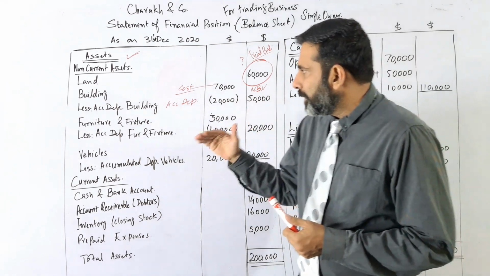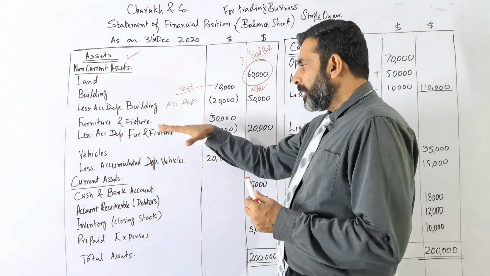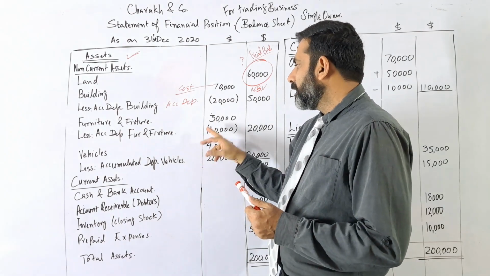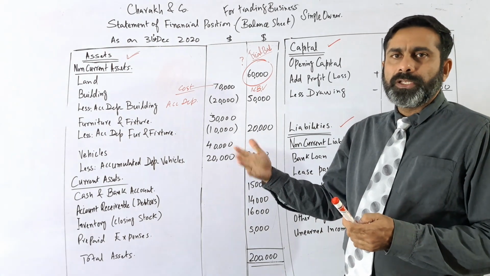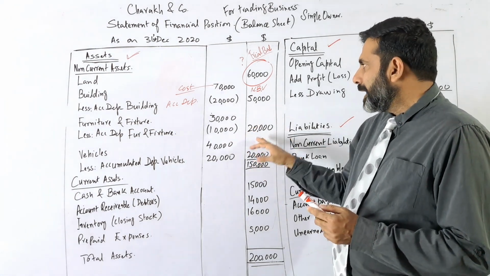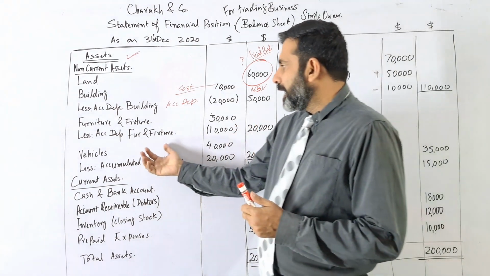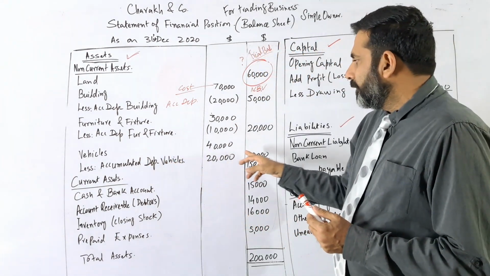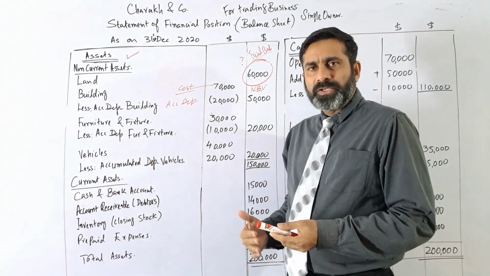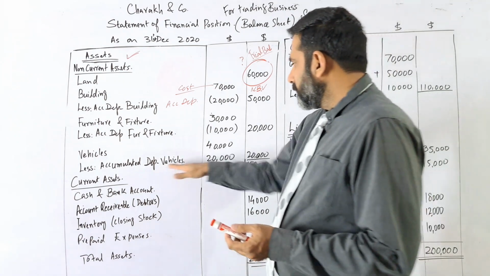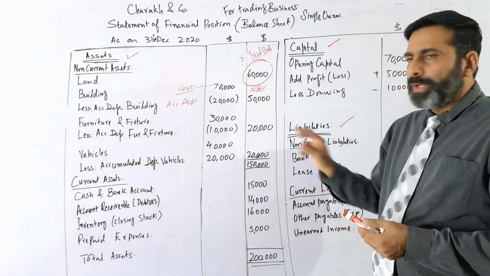In the same way, we have furniture and fixtures. Furniture and fixtures were purchased for 30,000, depreciated up to now by 10,000, maybe over 2, 3, or 4 years. And now its net book value is how much? That is 20,000. The next thing we have is vehicles, at a cost of 40,000, and 20,000 is depreciated up to now. So the accumulated depreciation is 20,000, and the net book value for that one is also 20,000.